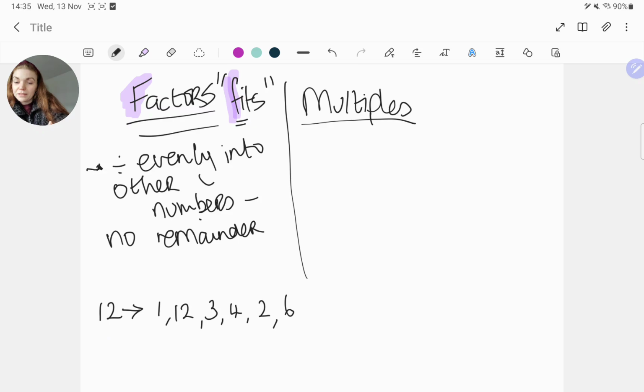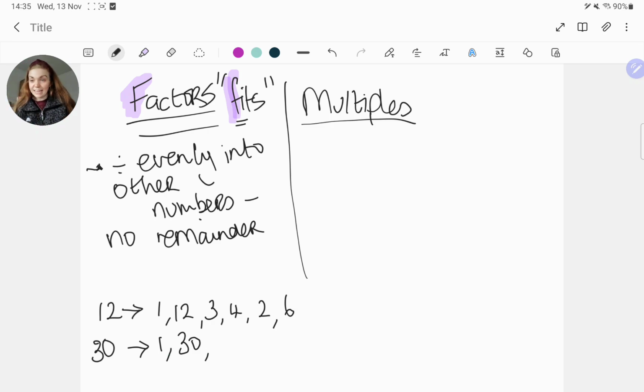Let's do another one. What about the factors of 30? I'll give you a wee second to think about those yourself. You're thinking, what numbers divide evenly into 30 with no remainder? Because remember, F for factor, F for fits. Factors fit evenly into other numbers. Let's go. See if you got any of these.